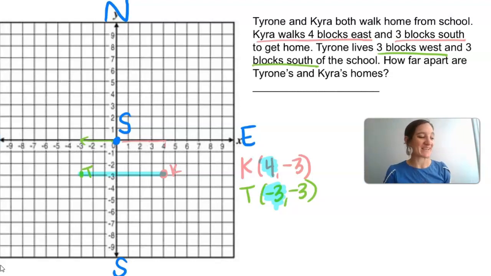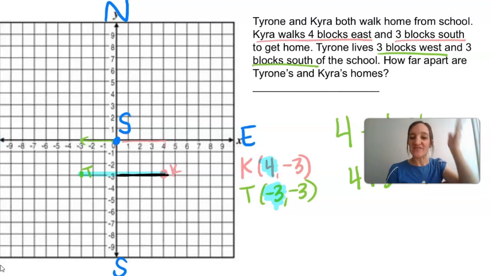Well, from last lesson, we know we can take the absolute values of those and add them up. 4 plus 3 is 7, isn't it? And you could see that here. You could go, okay, well, Kyra is 4 blocks from the road the school is on, and Tyrone is 3 blocks from that road. And if they add them up, they will get 7 blocks.